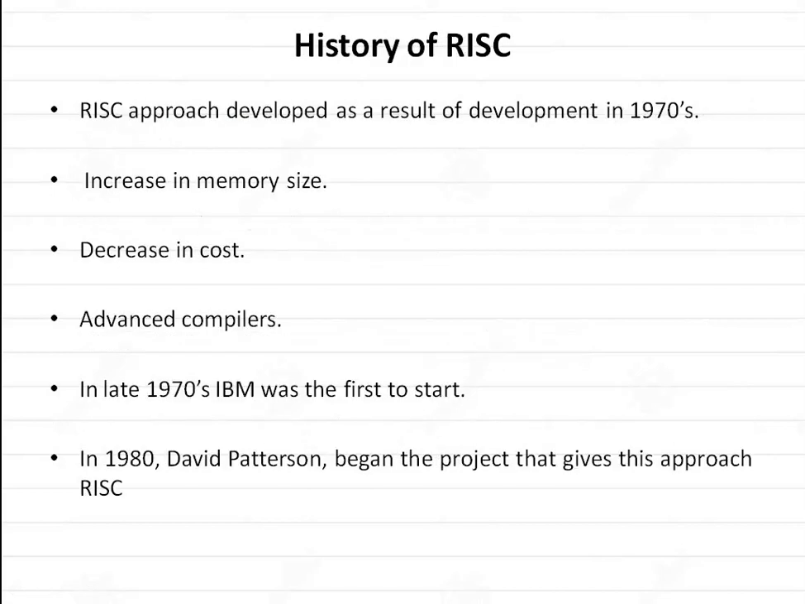Now let us switch over to the RISC architecture. First of all, let us see a brief history of RISC. RISC architecture based processors started coming in the 1970s. This is because during that period of time the memory size had increased and the overall cost of computers had gone down. Along with it, the compilers had started becoming more advanced, and that is why in the 1970s IBM was the first one to start producing RISC based processors. Later on, in 1980, David Patterson, a computer scientist, began the first project that gave a boost to this RISC based approach.